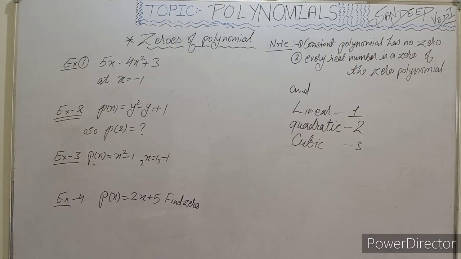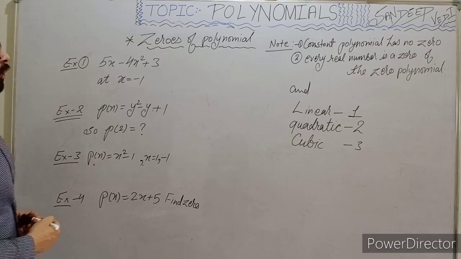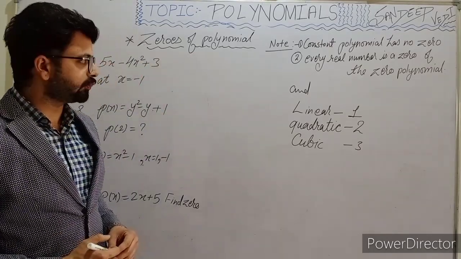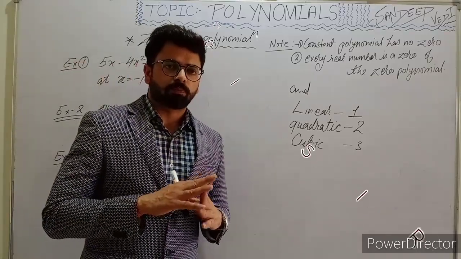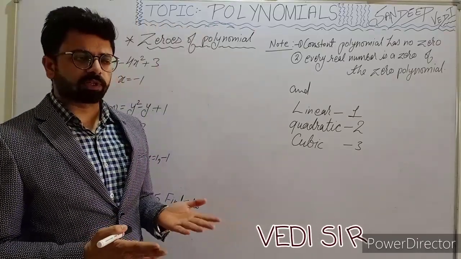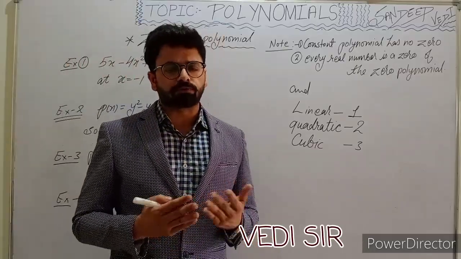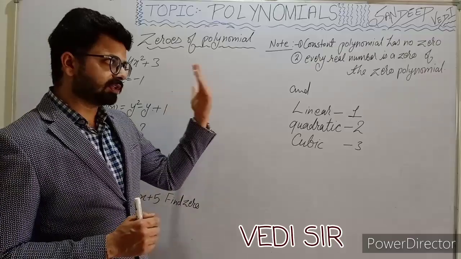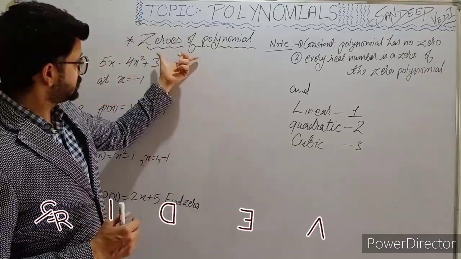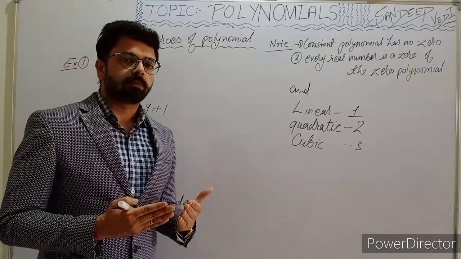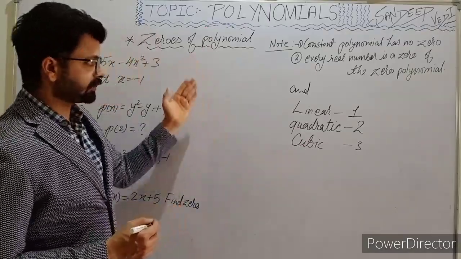Yes, guys. Now the next topic in polynomials: zeros of a polynomial. In the previous video we discussed polynomials and algebraic expressions, and the types of polynomials on the basis of their degree and their number of terms. Now the next term, which is very important and which you will deal with in higher classes also, is the zeros of a polynomial.